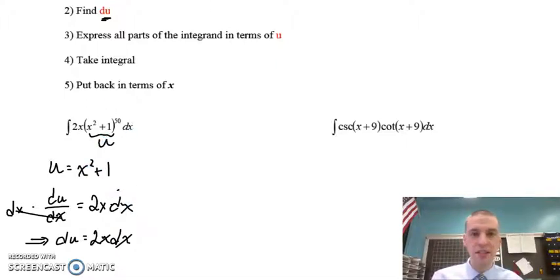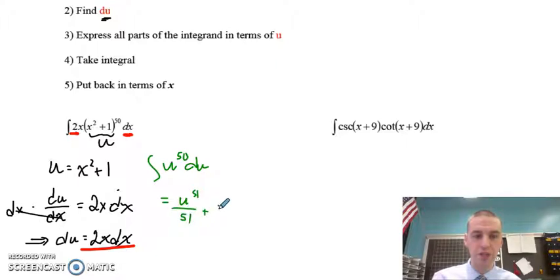Now the nice thing here is notice that we have 2x dx, we have 2x and a dx here. So what I'm going to be able to do is rewrite the integral. Using this information, I can now rewrite it as u to the 50th du, because I know that du takes care of this 2x dx. Well, the nice thing here is I can now take the integral of that. We just did it last class, u to the 51 over 51 plus c.